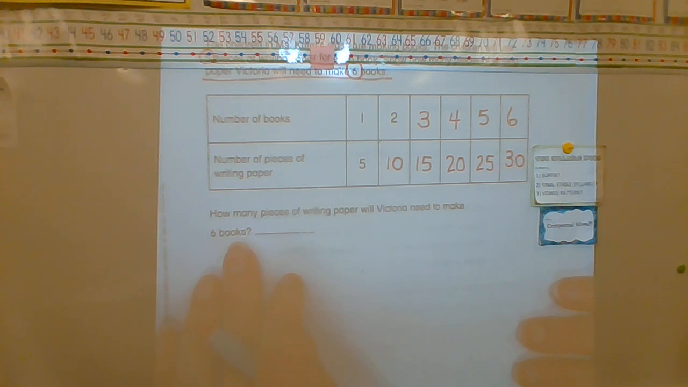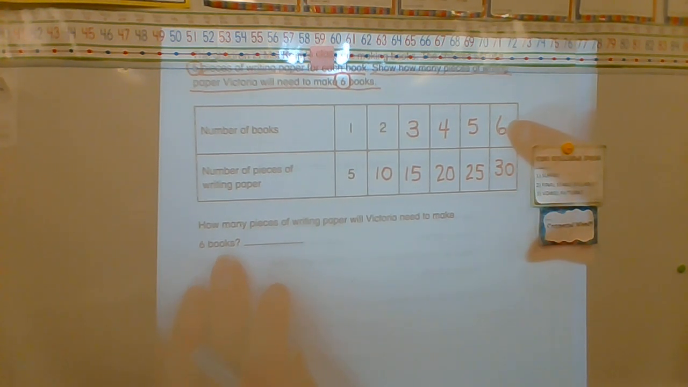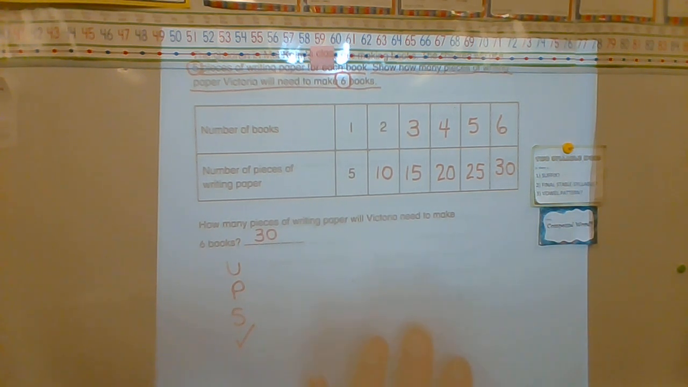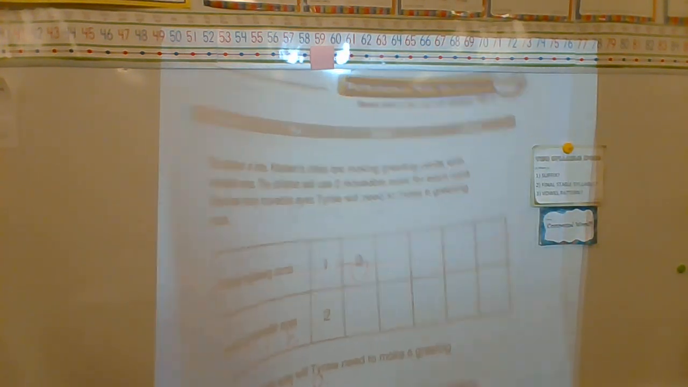So here's the question. How many pieces of writing paper will Victoria need to make 6 books? When we wrote down 6, how many pieces of paper does she need? That's right, 30. And we'll take a math shortcut and not write a label. I know you can't believe it, but I'll give it to you today. Okay, so that's problem solving worksheet 100A. You can do the back with mom. And remember, you're practicing the same strategies as you do the back with mom as homework.